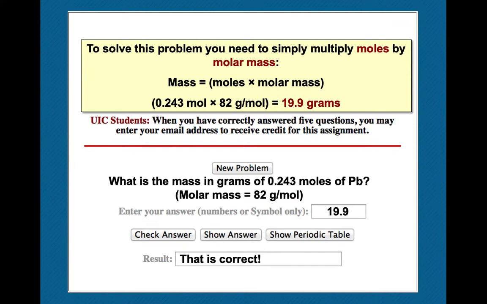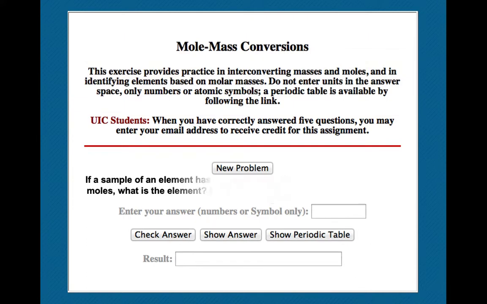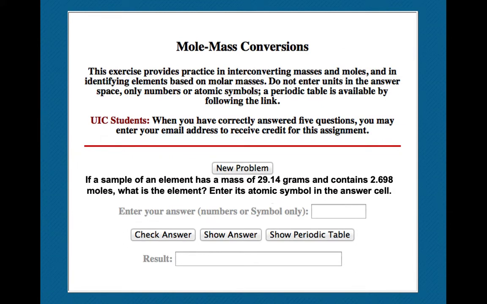Now, this tutorial also has a cute feature. They're algorithmic, so the wording and things like that can change easily. And I have it so that every now and then it will ask you a question like this. We have 29 grams of an element. That 29 grams is 2.698 moles. What's the element?